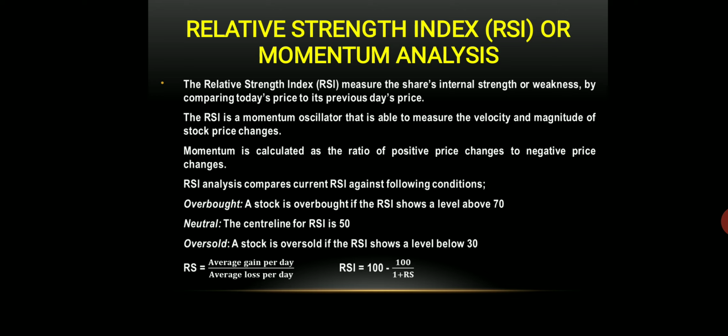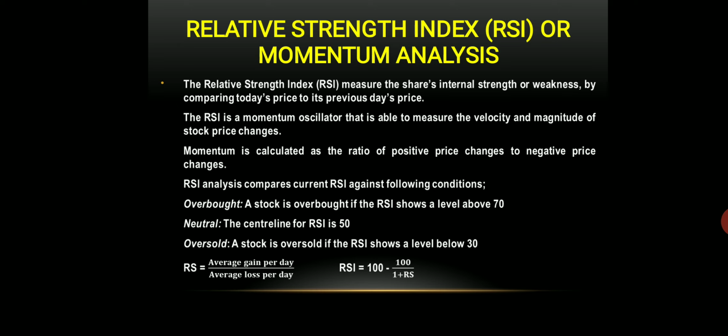The ideal numbers are like this. For neutral value, the ideal number is 50. Okay, that means the security prices are moving neutral. And if the RSI is 30 or below, that shows this security is oversold. This security is oversold. The demand of the security is very less.